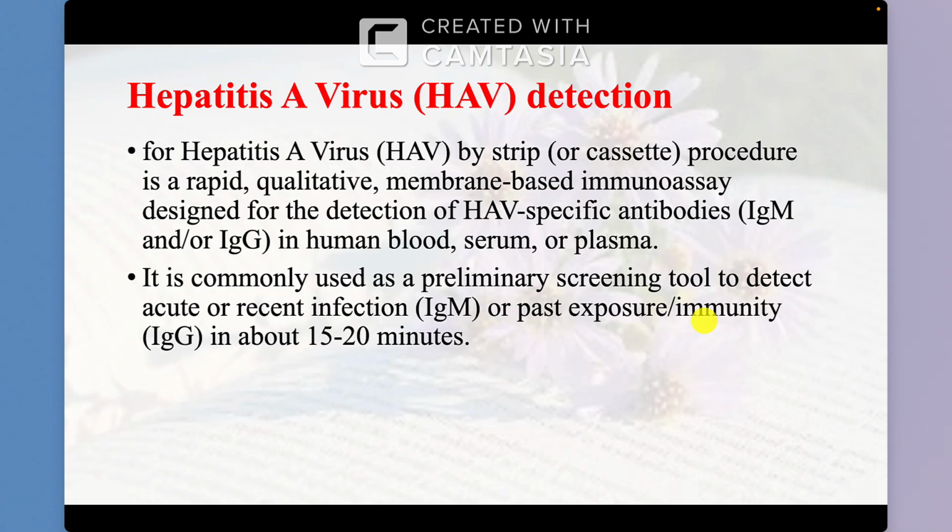For detection, of course, we will use the rapid test, a strip or cassette procedure test. This test is designed for the detection of hepatitis-specific antibodies, IgM and IgG, in human blood, serum, or even plasma. It is commonly used as a screening tool. IgM gives the signal of acute or recent infection, and IgG indicates past infection, and the result appears within 15 to 20 minutes.